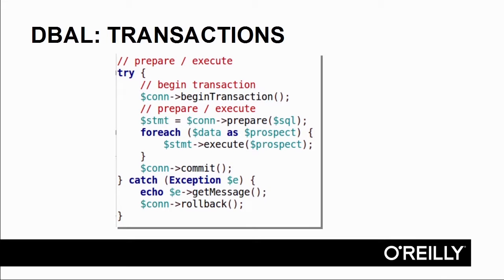DBAL also provides transaction support. From the connection, you execute begin transaction. After that, you can run prepare and execute as before. You can then execute commit. If this operation is successful, all commands within the transaction block will be committed to the database. If there's a problem, an exception would be thrown. In the catch block, we can then execute rollback, which would prevent any of the data from going into the database. This prevents database corruption and improves security.